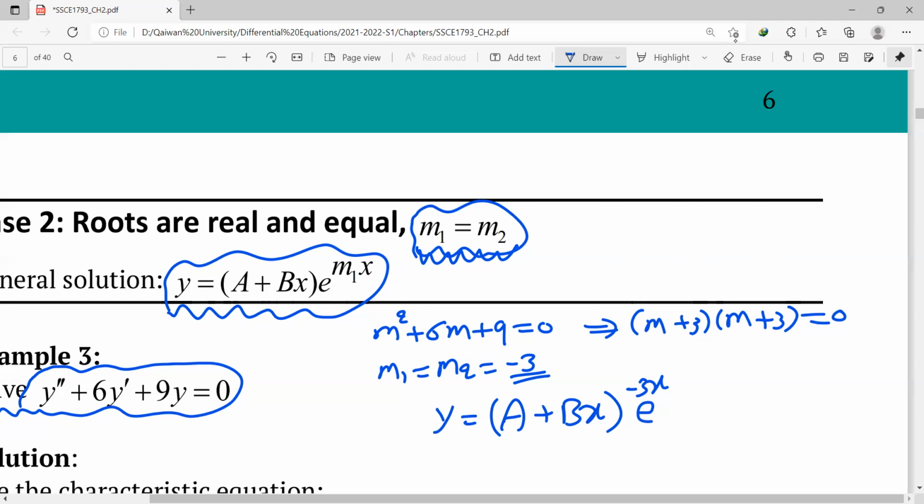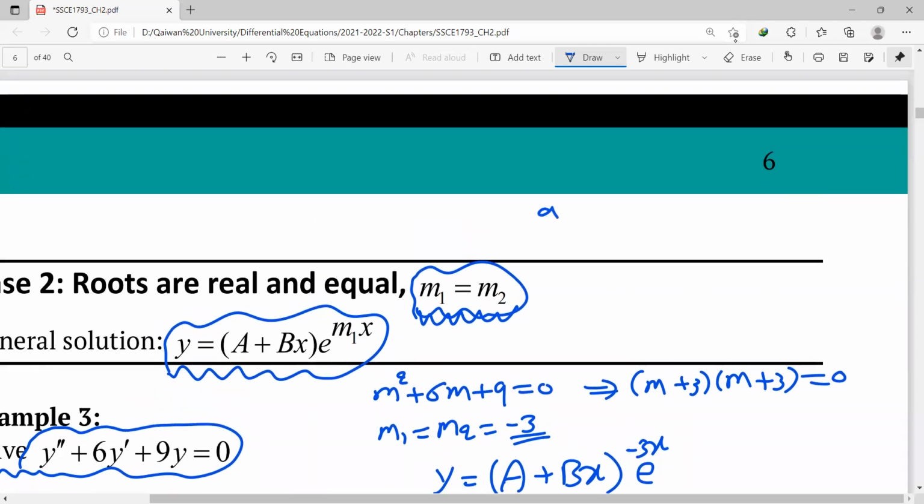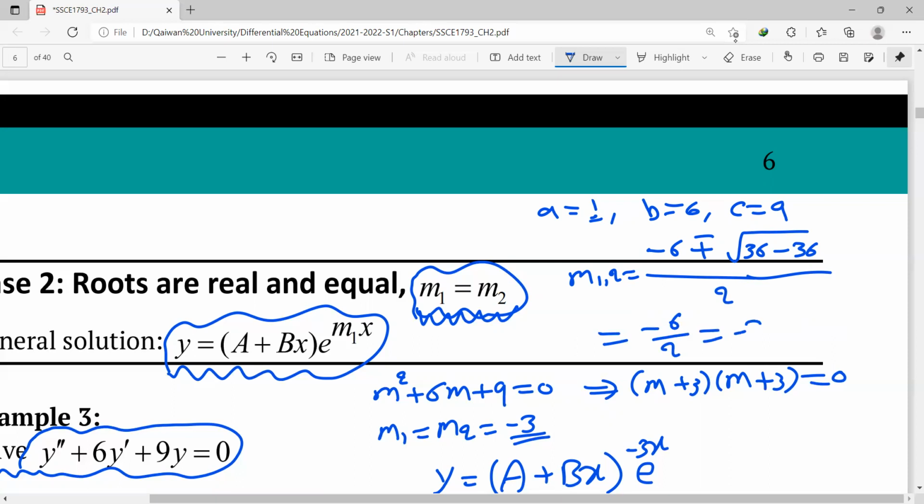Okay, let's try the quadratic formula. a is 1, b is 6, and c is 9. They must be equal. Let's try. Here we say m1, m2 equals minus b, which is -6, plus or minus the square root of b squared, which is 36, minus 4 times a times c. 4 times 1 is 4, times 9 is 36. As you see, the terms inside this square root is 0, so here we have no plus or minus. Dividing by 2 times a, which is 2, we get minus 6 over 2, which is minus 3. As you see, both m1 and m2 are minus 3.